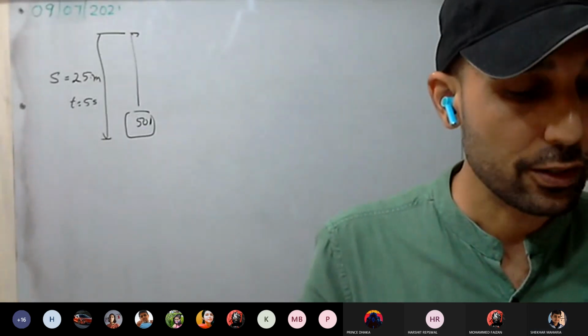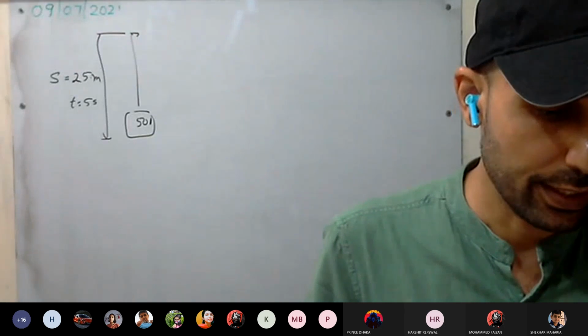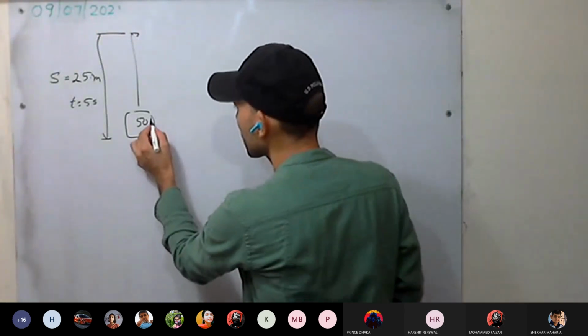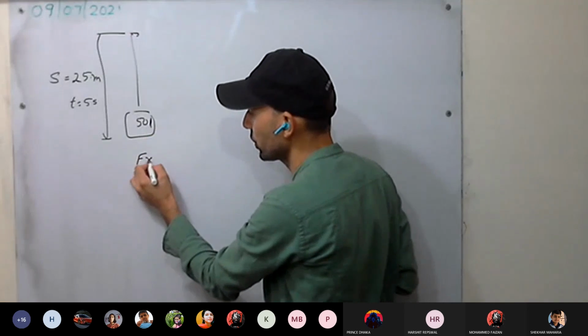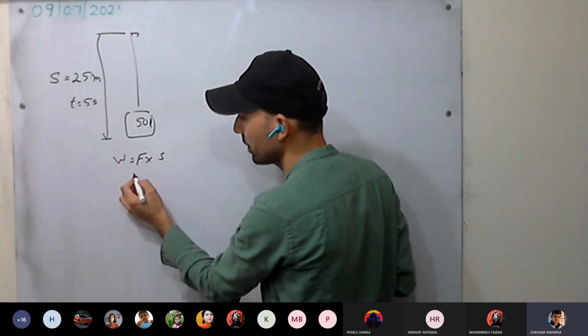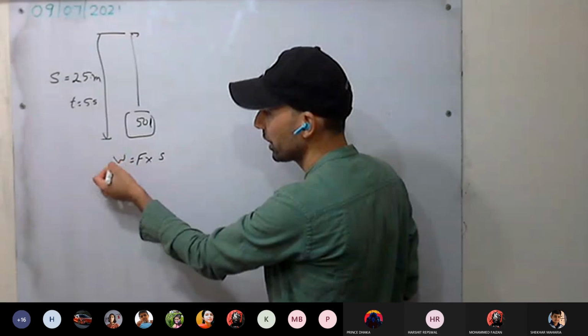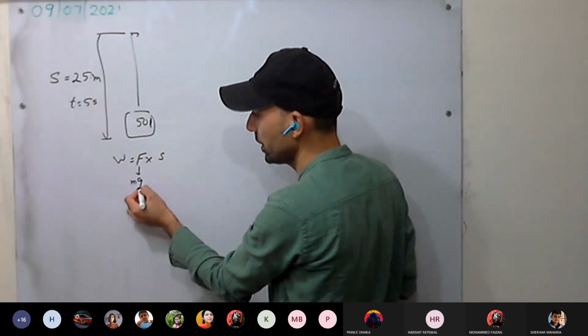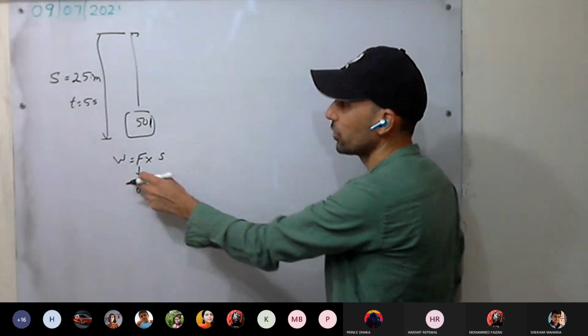How much power is being used? Assuming it is 100% efficient. So it is in liters. But what we have studied, force into displacement, that is the work done. So power will require work done. And here it is in liters, and force is mass into g, the weight of the water. So we require mass.